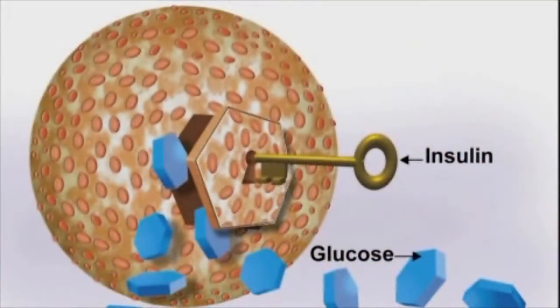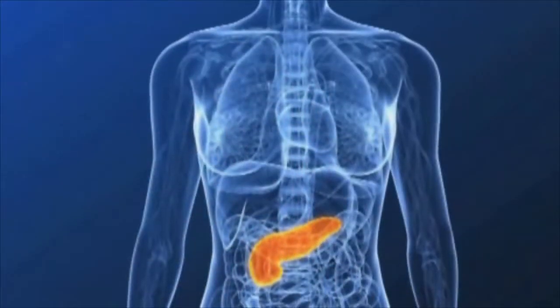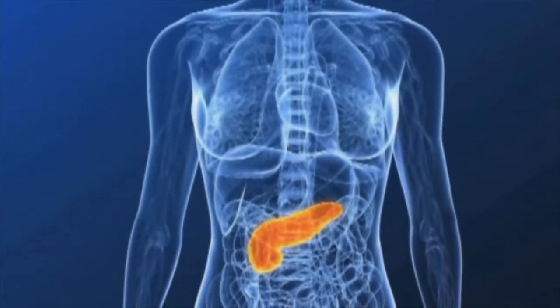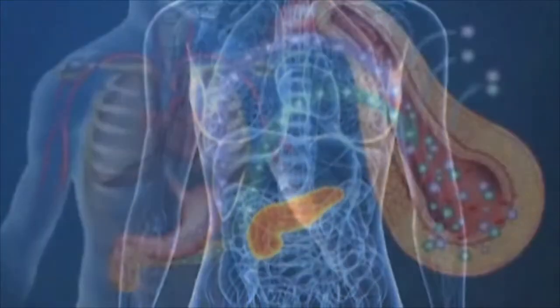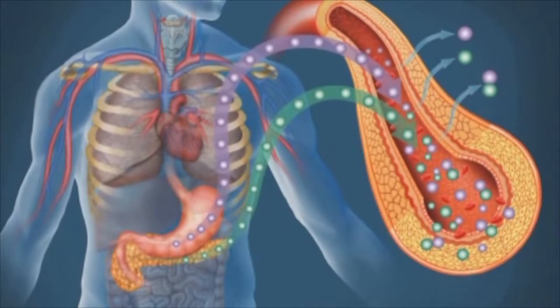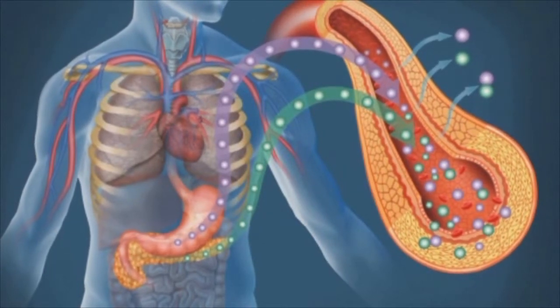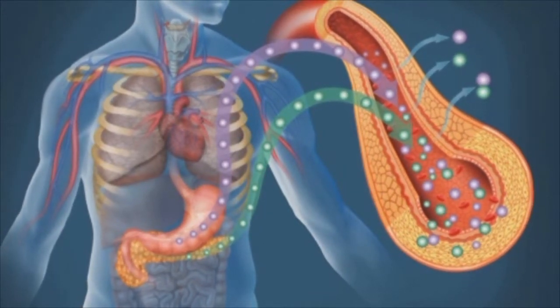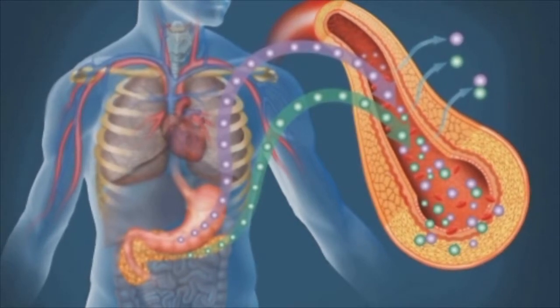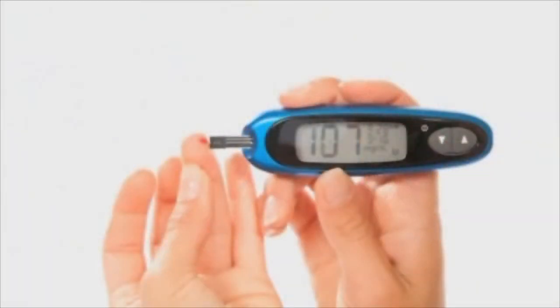For glucose to get into the cells, insulin must be present. Insulin is the key that unlocks the cells to allow glucose to enter. Insulin is a hormone produced by the pancreas, a large gland behind the stomach. When we eat, the pancreas makes the right amount of insulin to move glucose from the blood into our cells. In people with diabetes, however, the pancreas either produces little or no insulin, or the cells do not respond appropriately to the insulin that is produced. This is called insulin resistance.